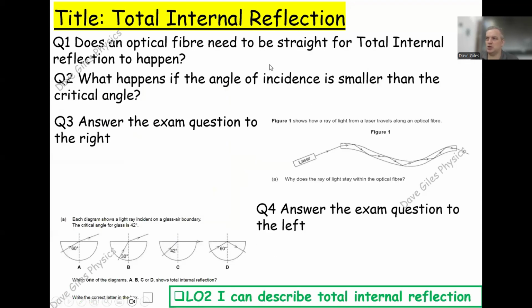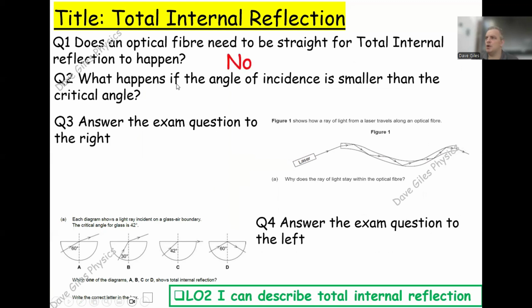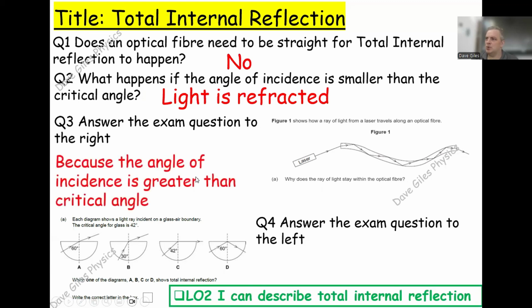So here are some quick questions. Does an optical fiber need to be straight for total internal reflection to happen? The answer is no. What happens if the angle of incidence is smaller than the critical angle? Then light is refracted. And answer the exam question to the right. Figure 1 shows how a ray of light from a laser travels along an optical fiber. Why does the ray of light stay within the optical fiber? Because the angle of incidence is greater than the critical angle.